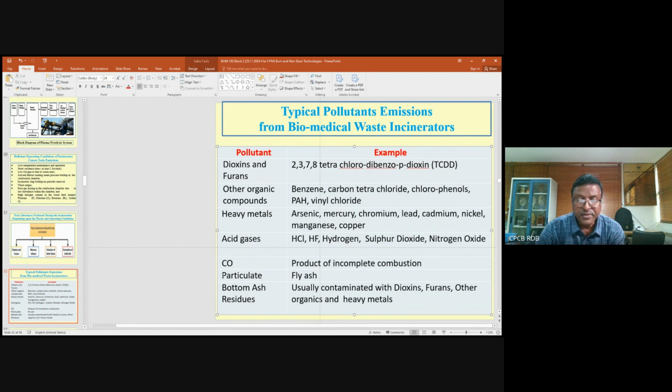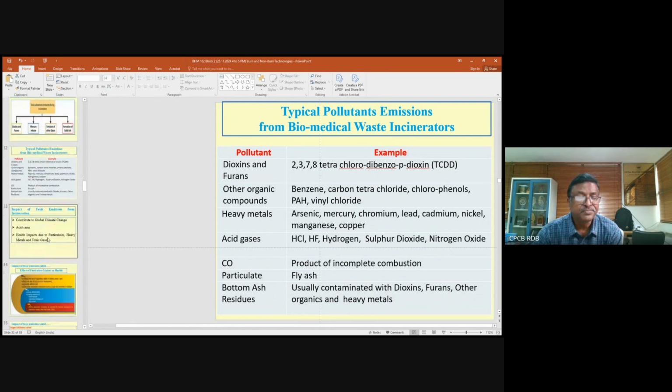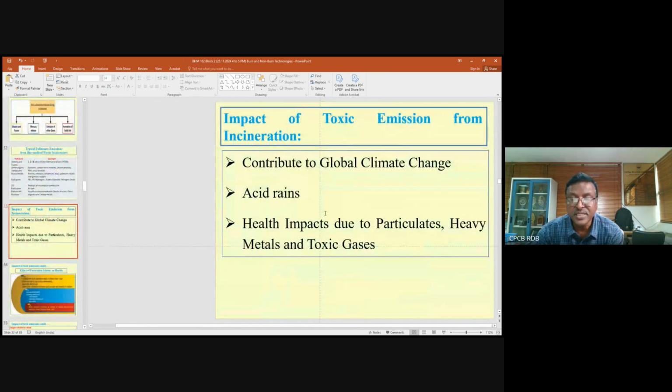Similarly, if the fly ash is not properly removed, naturally you can expect particulates. The fly ash will be in the form of particulates. The bottom ash residues will have dioxin and other organics, and heavy metals will be there as part of the bottom ash, depending upon the type of waste. Therefore, the waste generally qualifies as hazardous waste, and this waste has to be disposed of as hazardous waste through secure landfilling after treatment.